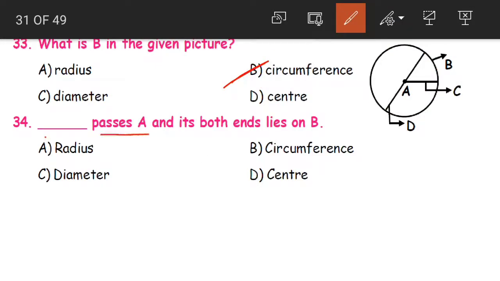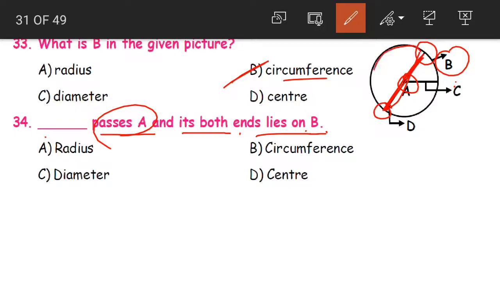Now dash passes A and its both ends lie on B. What is passing through A here? This one is passing through A and its both ends lie on B. Here B is nothing but the circumference of the circle, right? This entire circle. Now what is this called as? Will this be called as the radius, circumference, diameter or center? Yes, it will be called as the diameter. What is the diameter of a circle?